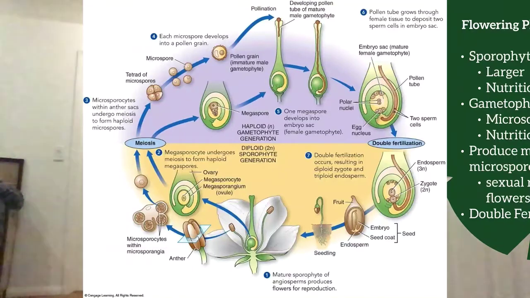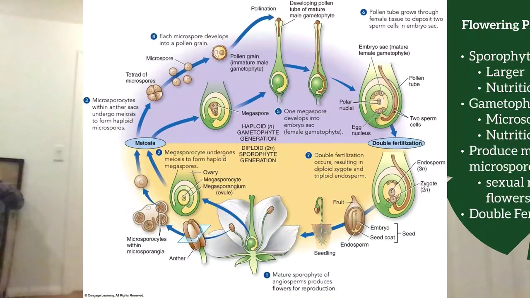So again, the pollen tube grows down the female portion and gets to the embryo sac inside of the female portion, and that's where the exchange of the nucleus from the pollen, from the sperm, occurs. Sperm enters the egg, and then we get fertilization. And here's where the double fertilization comes from. So look at number 6 there. It says the pollen tube grows through the female tissue to deposit 2 sperm cells into the embryo sac. The embryo sac is the mature female gametophyte.